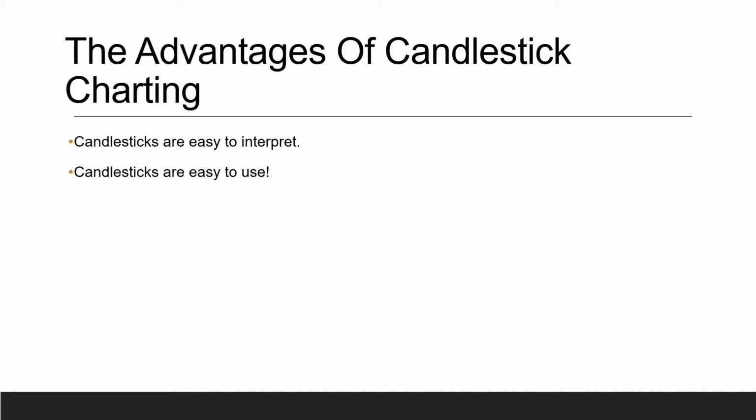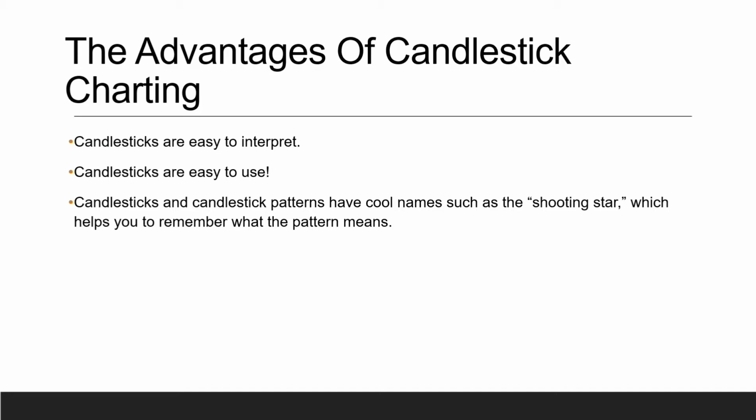So let's look at the next one too, which is that candlesticks and candlestick patterns have cool names such as the shooting star, which helps you to remember the pattern and what it means. So anytime you see a pattern like indecision, shooting star, pin bar, these names help you to understand what is happening at some key levels on the chart, and they are very important for you to know. So it's always very important to understand all these candlesticks.